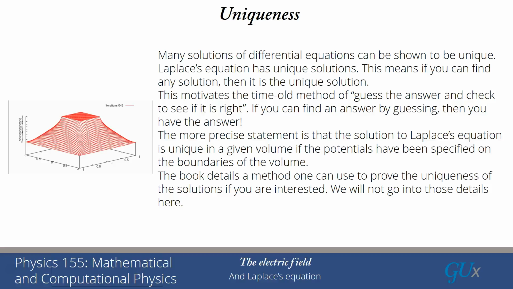The only thing I'll mention is that the basic notion is that you assume that you have two solutions, and you take the difference of those two solutions. Then the condition on the boundary is that the potentials are equal to 0 on all the boundaries, and if you can show that the only solution to Laplace's equation that's 0 on all the boundaries is 0 inside the volume, then you have proven the uniqueness of the solutions to the problem.